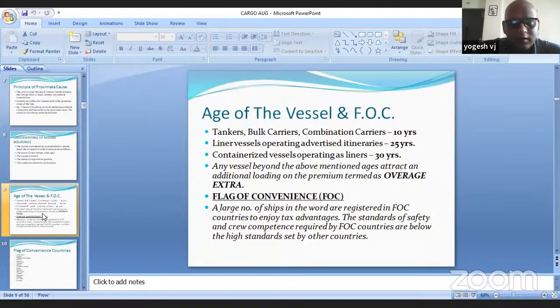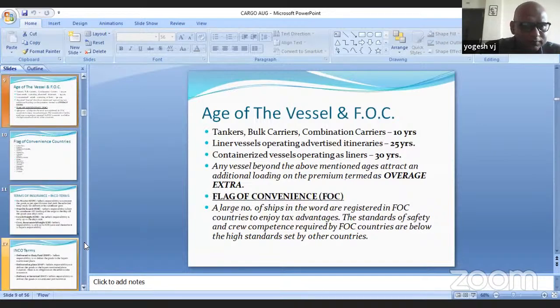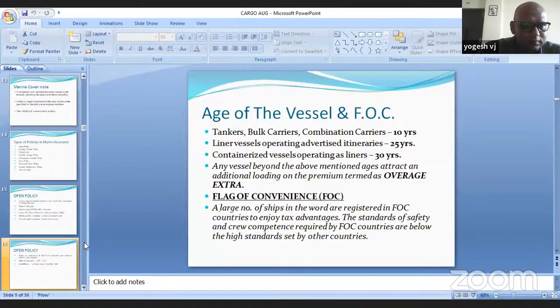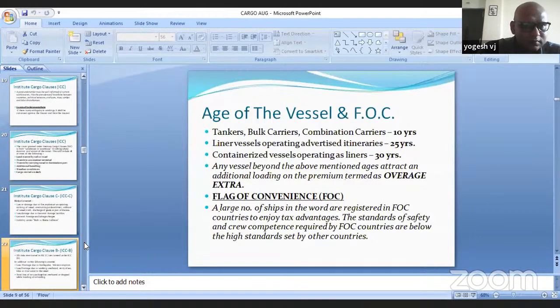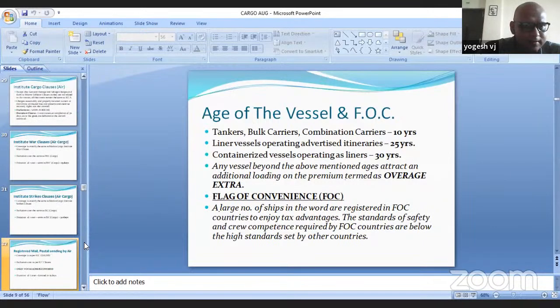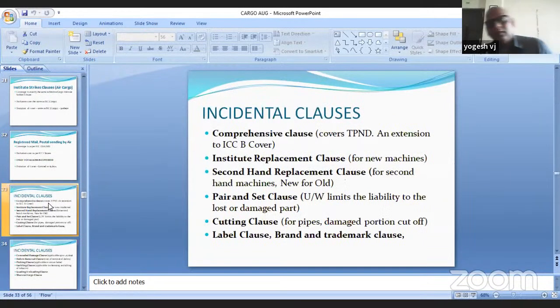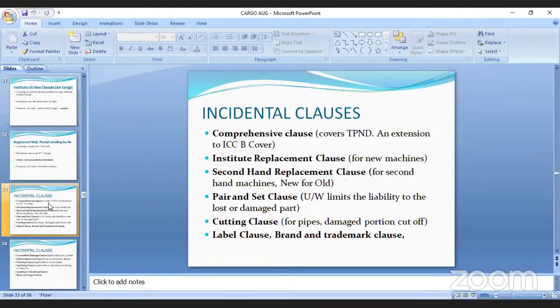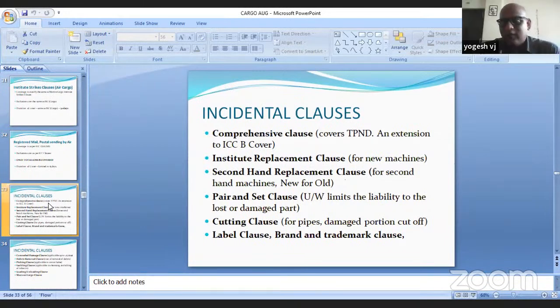Let us come first to the clauses. Are you able to see this? Incidental clauses. Okay, so the comprehensive clause. What it covers is this.